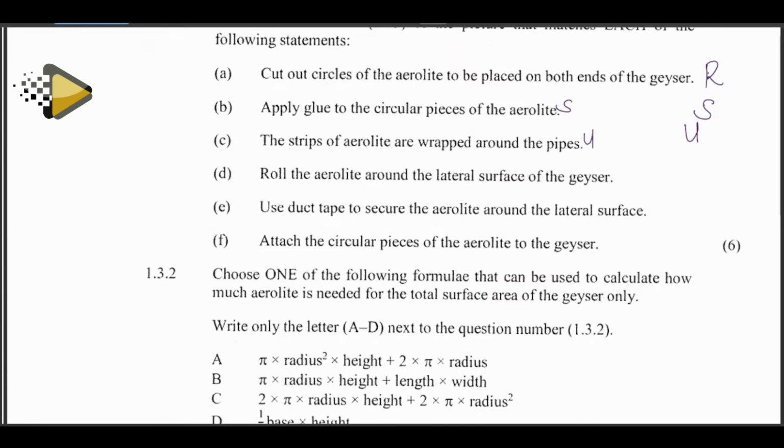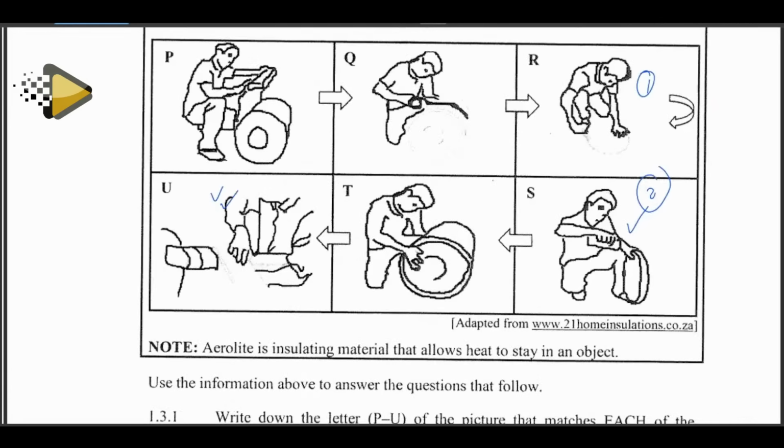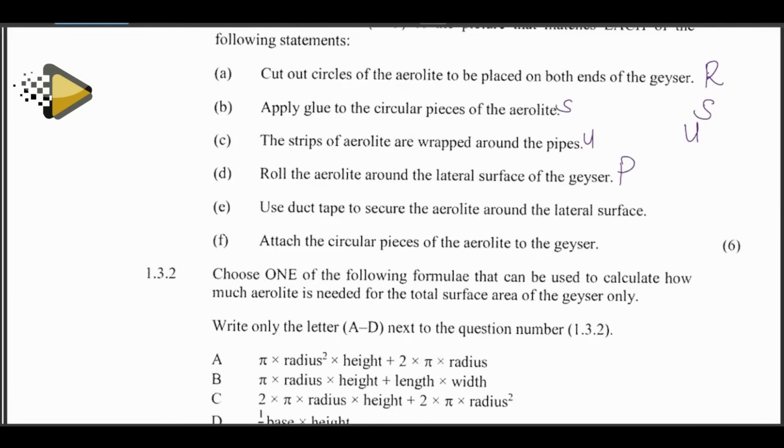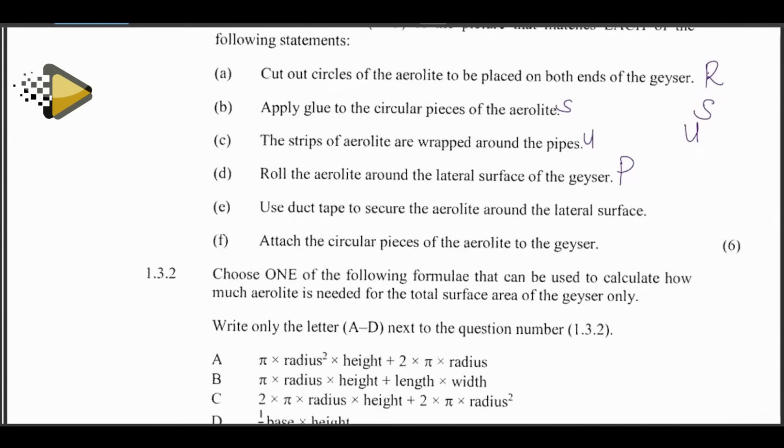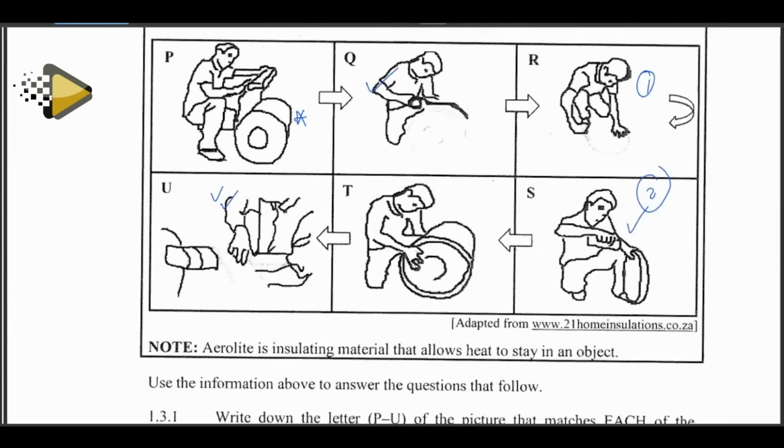Roll the lateral surface of the geyser. So it's this one here, P. Use the duct tape. What you see, that was Q. Attach the circular pieces. Okay, there's this T.